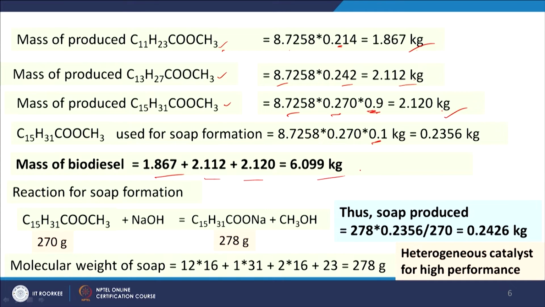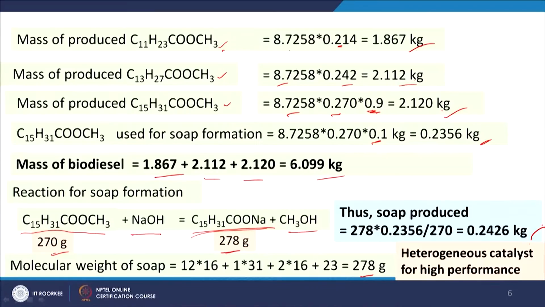Then the reaction for soap formation: this is the ester that will react with NaOH, excess NaOH, and it gives the sodium salt of these fatty acids and CH3OH. So, the molecular weight of the sodium salt of these fatty acids is 278, whereas this one is 270 gram. So, what will be the soap produced? Soap produced will be 278 divided by 270 into how much of this ester is formed. So, that is equal to 0.2426 kg. So, now we are able to determine how much soap will form, how much biodiesel will form, and how much glycerol will form after the transesterification of this oil.